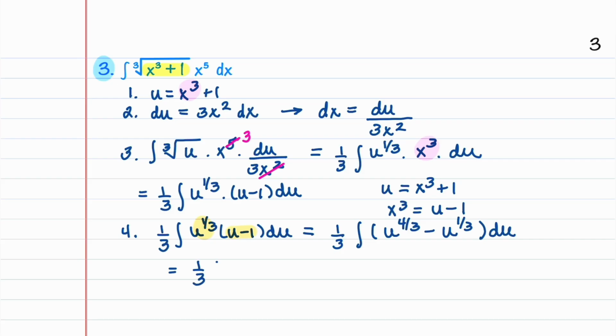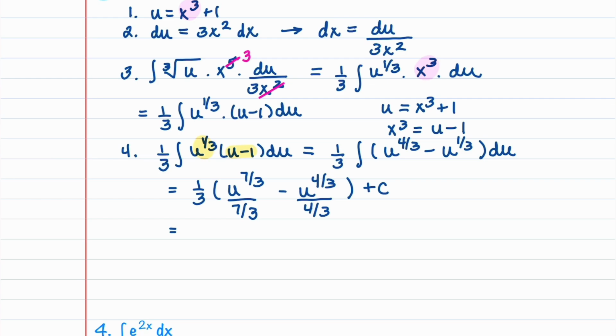And we can go ahead and integrate this. This is 1/3. u to the 4/3 is u to the 4/3 plus 1, which is 7/3, and we divide by 7/3. And then we subtract u to the 1/3 plus 1, which is 4/3, and we divide by 4/3. And then we have our plus c.